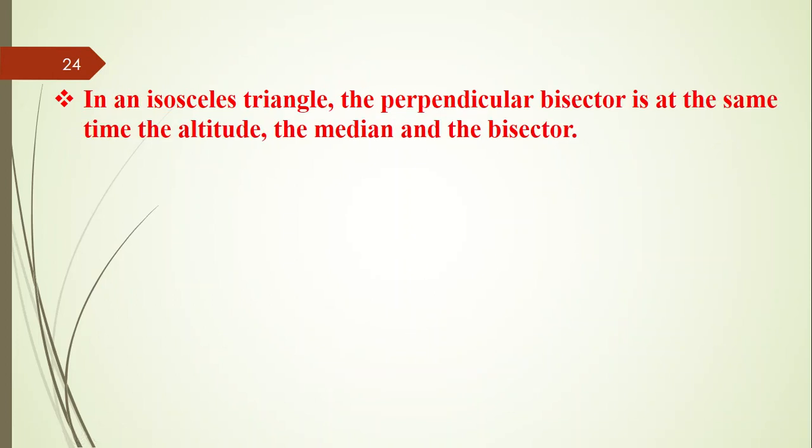An important note: in an isosceles triangle, the perpendicular bisector is at the same time the altitude, the median, and the bisector, only in the isosceles triangle.